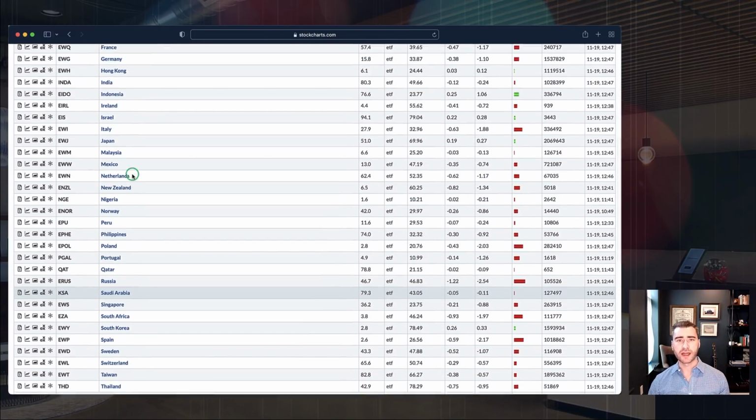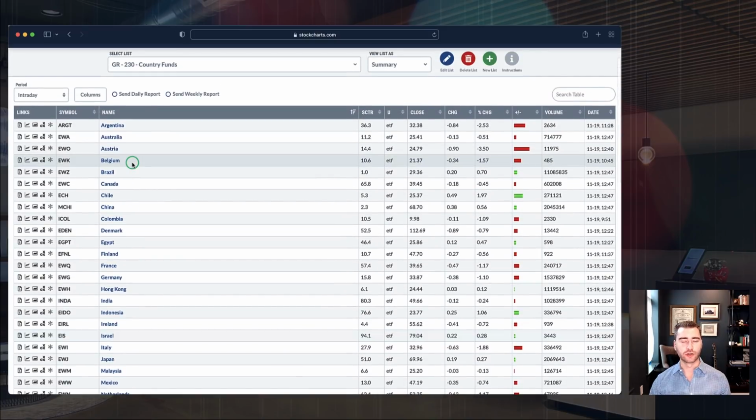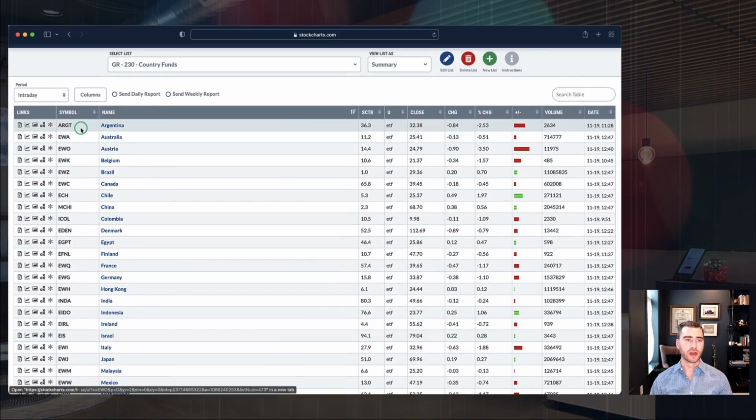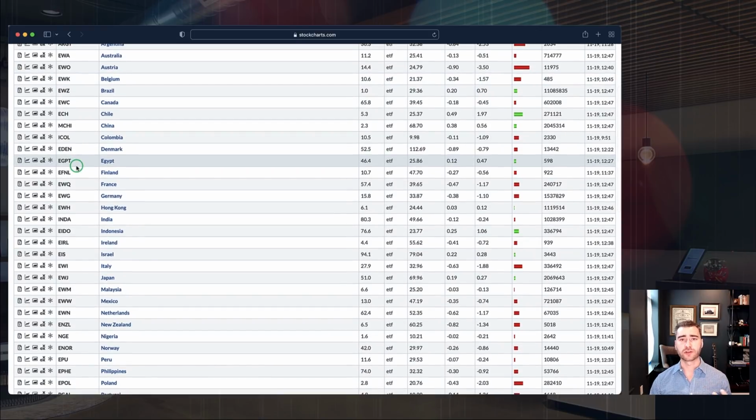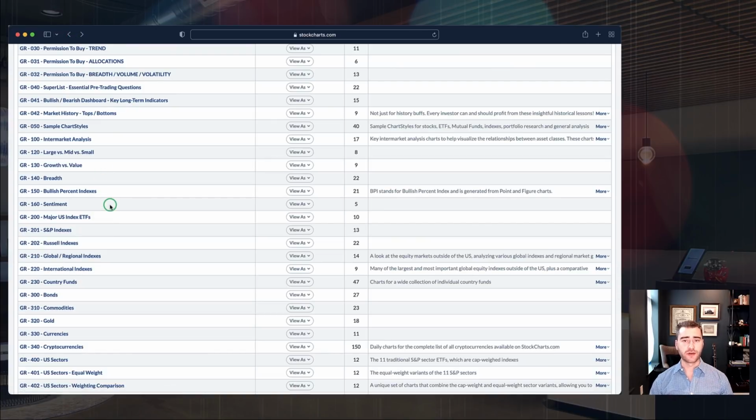So a great way to keep an eye on the world, actually digging into some of the different countries around the world. And because these are all ETFs, they're actually tradable. If any of these look strong to you, you can buy them. Another example of how you can customize this chart pack to really fit with your process. You can use this as is, as we've set it up, or you can take that country funds list, customize all those charts with the indicators and the settings that you want to see.